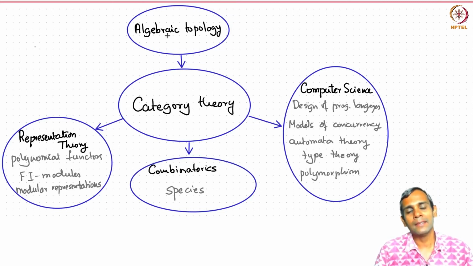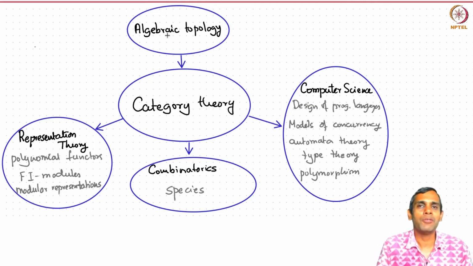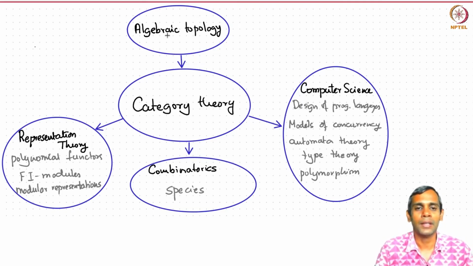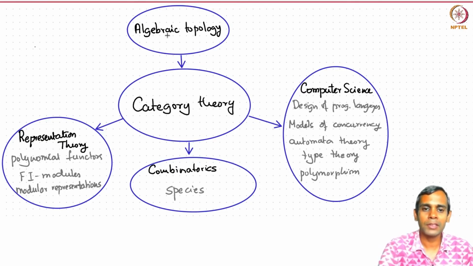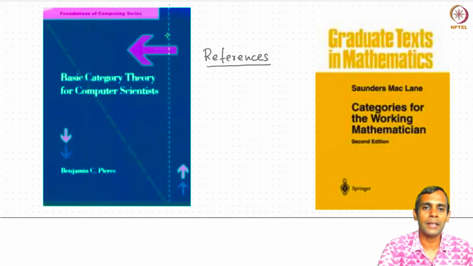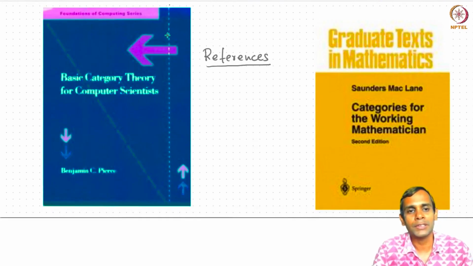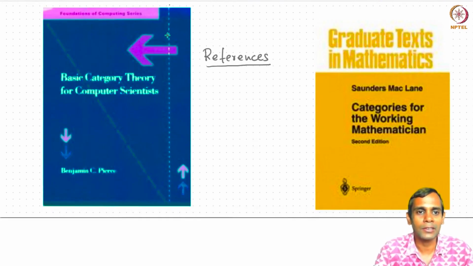And I think now category theory no longer seems to be this abstract meta theory, but it is a tool that mathematicians use, just like group theory or ring theory. In fact, for this part of the course, I'm going to use as a main reference a book which is written for computer scientists. It's called Basic Category Theory for Computer Scientists, and it's by Benjamin C. Pierce. It's published by MIT Press in the Foundations of Computing series.